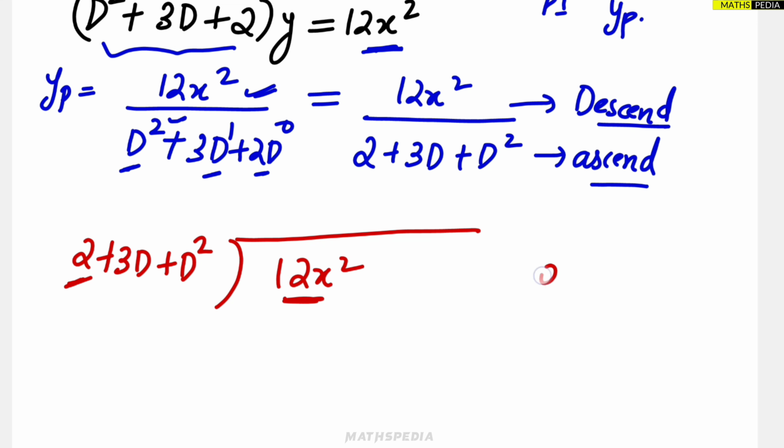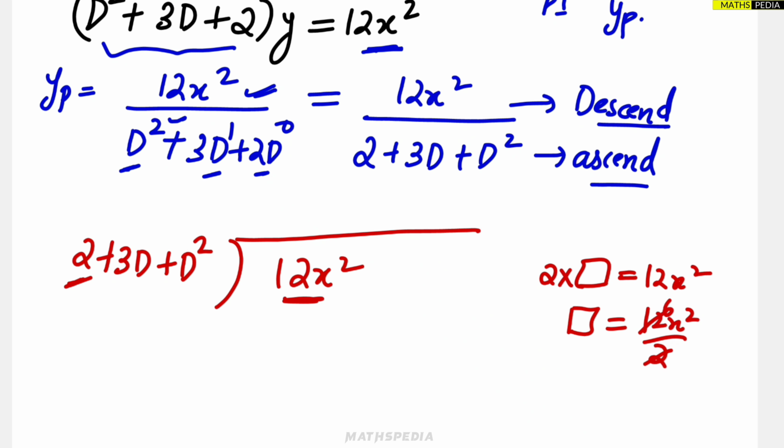See, I'll explain this part. 2 into what will give you 12x square? That will be equal to 12x square by 2, which is nothing but 6x square. So 2 into 6x square, which is the quotient. So 2 into 6x square will give me 12x square.